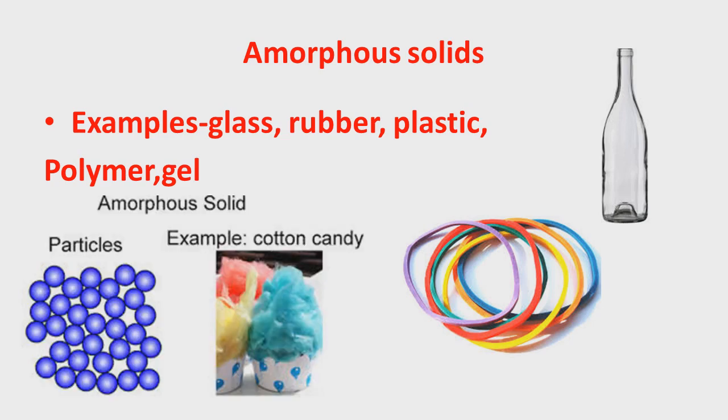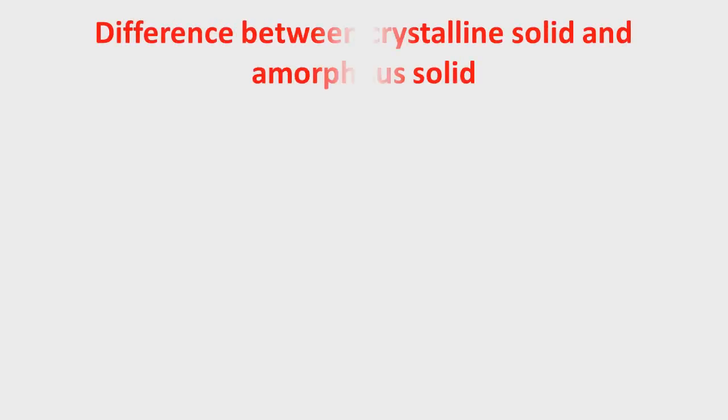If you see the structure of this cotton candy, then the arrangement of particles will be irregular, meaning the particles are not arranged in a regular pattern, and therefore we call it an amorphous solid. So amorphous solids are those in which we cannot see a uniformity, and therefore we call it an amorphous solid. Now we will see in detail what are the differences between crystalline solid and amorphous solid.